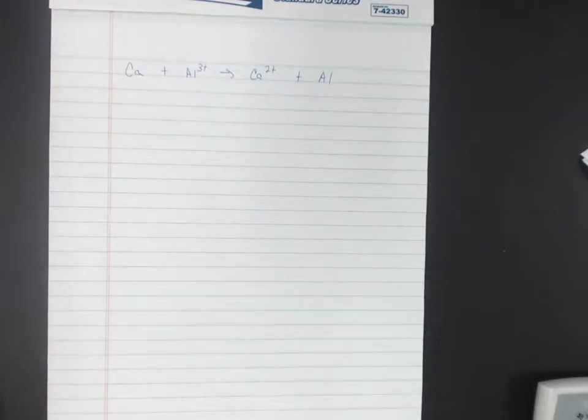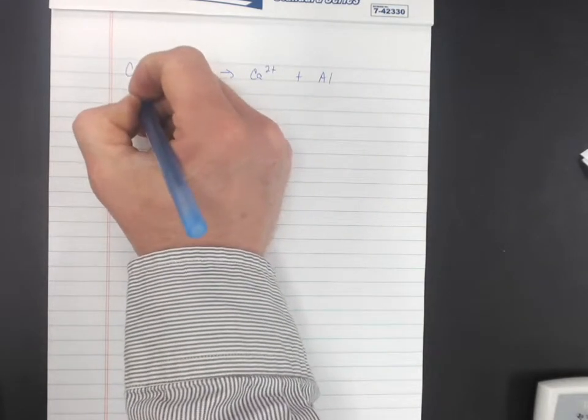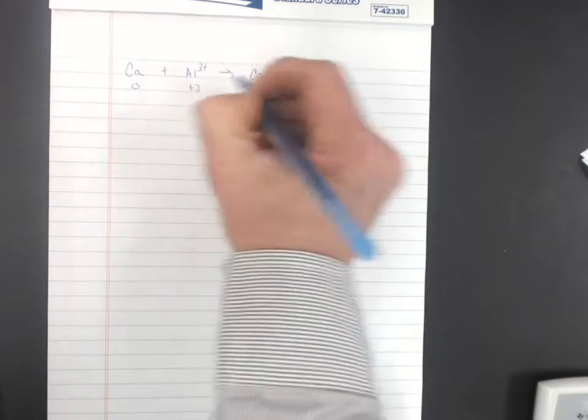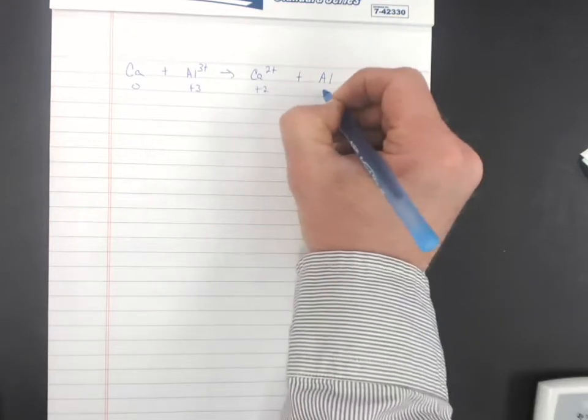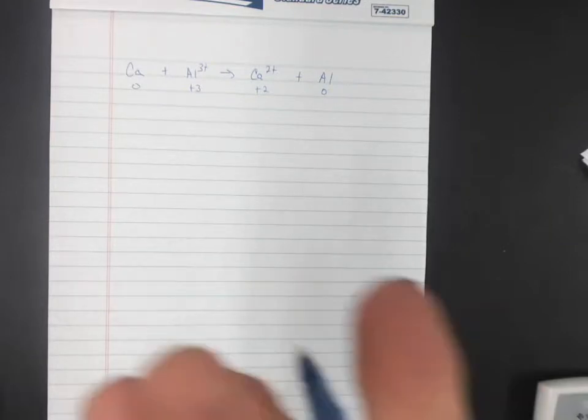First thing I need to do is assign some oxidation numbers. So Madison, go down through those and write them out. 0. Yep. 3. Yep. 2. Yep. 0. Good job. Okay, if it stands alone, it's 0. If it's an ion, we know it's equal to the charge. Now we're ready to do hookups.